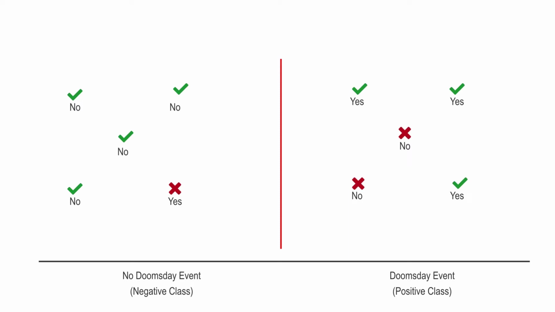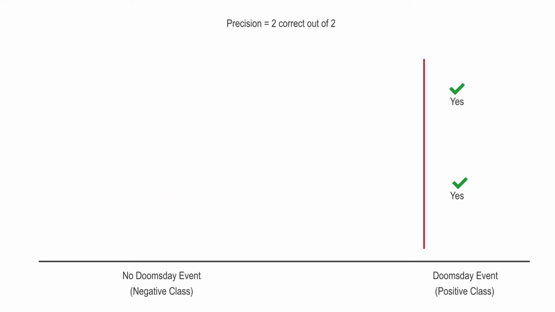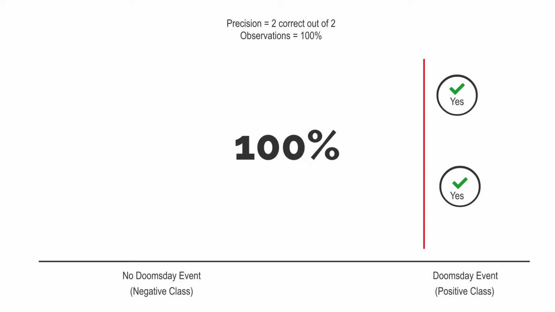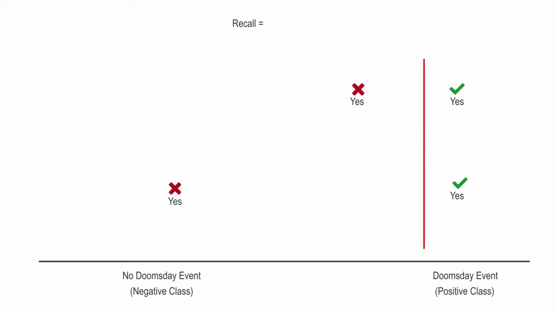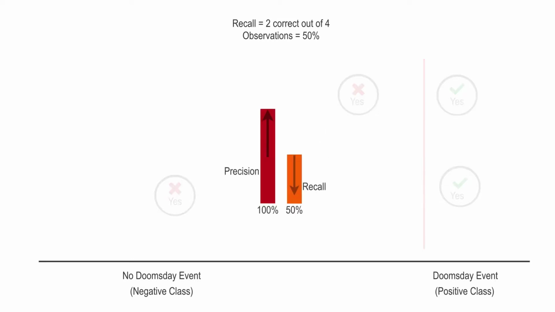Now there's a trade-off between precision and recall. Let's say we want to make precision even better. Let's adjust our model. Remember that precision is only interested in the positive class. Now we have 2 predictions correct out of 2 in the positive class, giving a precision of 100%. But what happened to our recall? Now we have 2 correct predictions for a doomsday event out of 4 events that actually occurred, giving a recall of only 50%. So, while precision is increased, recall is dropped.